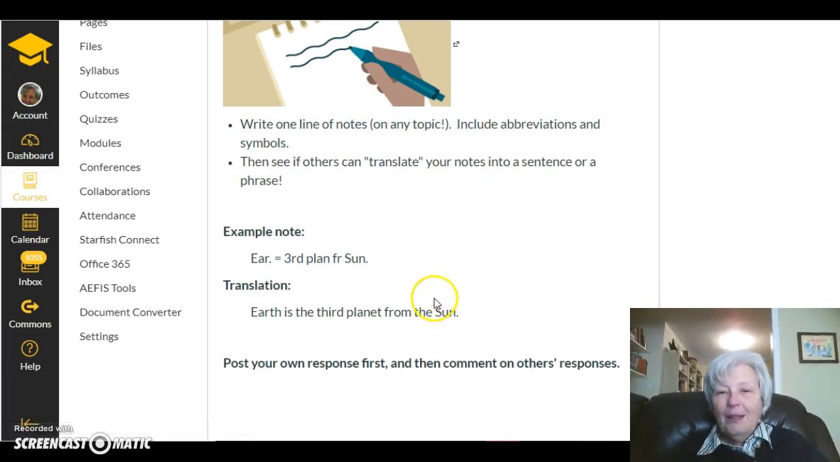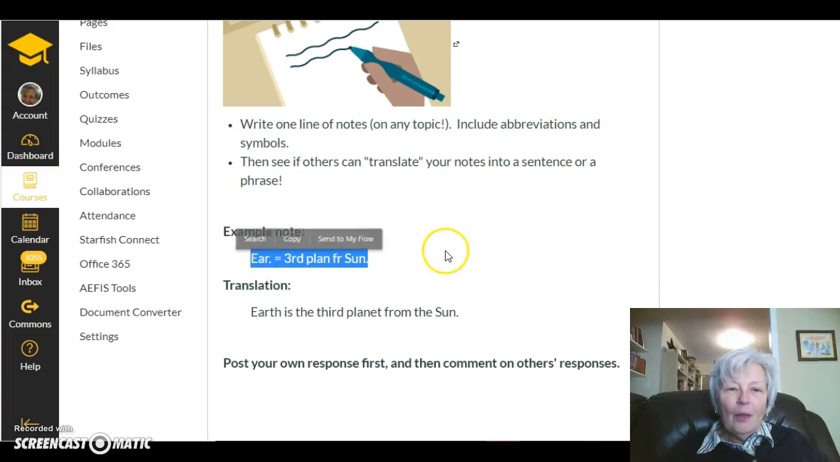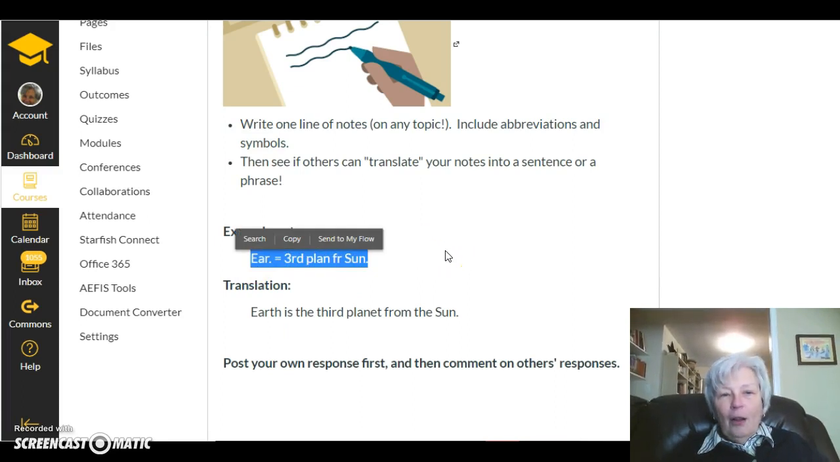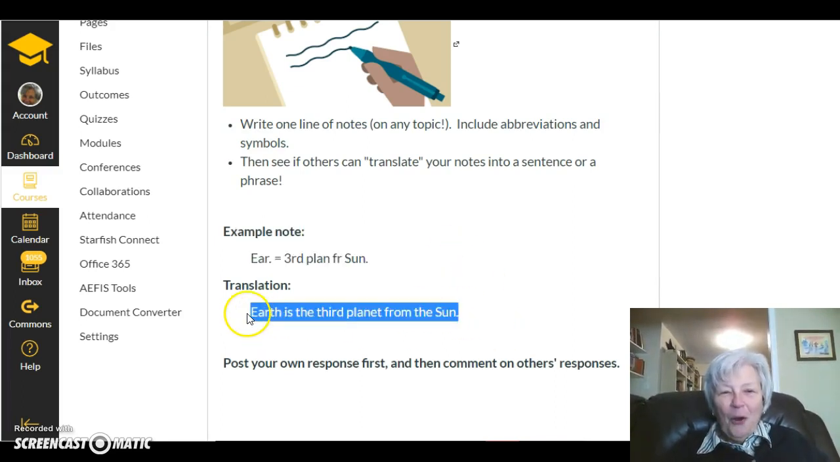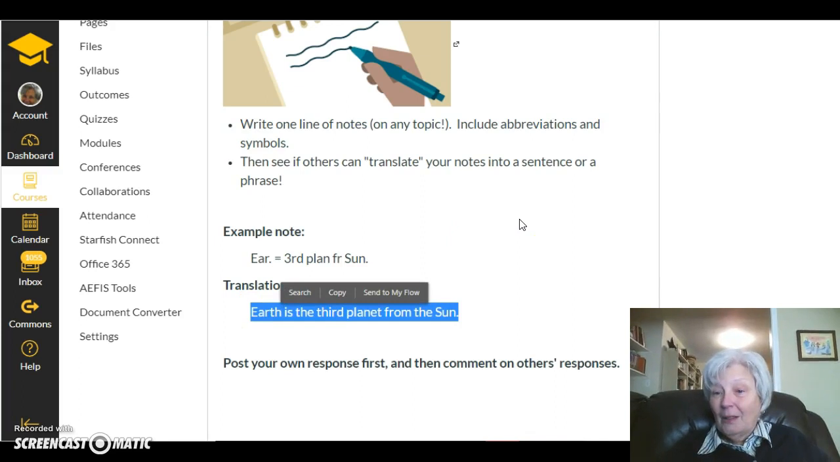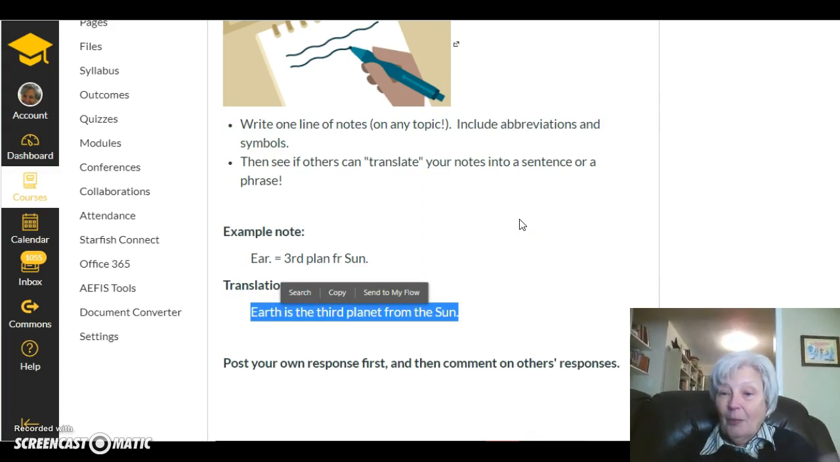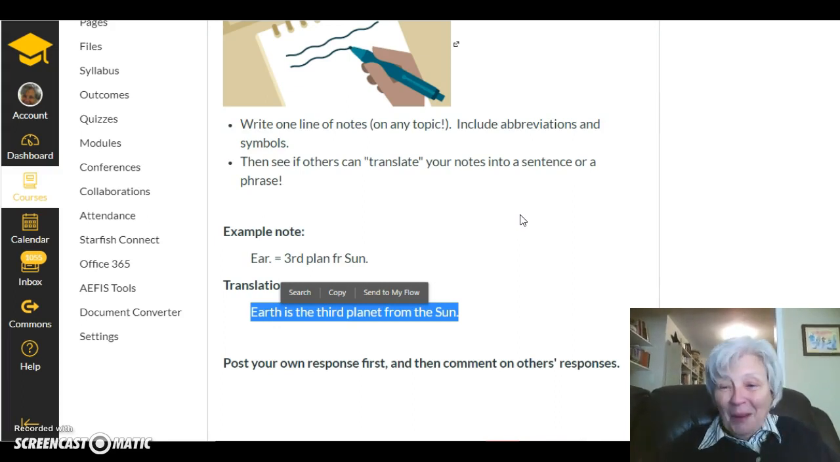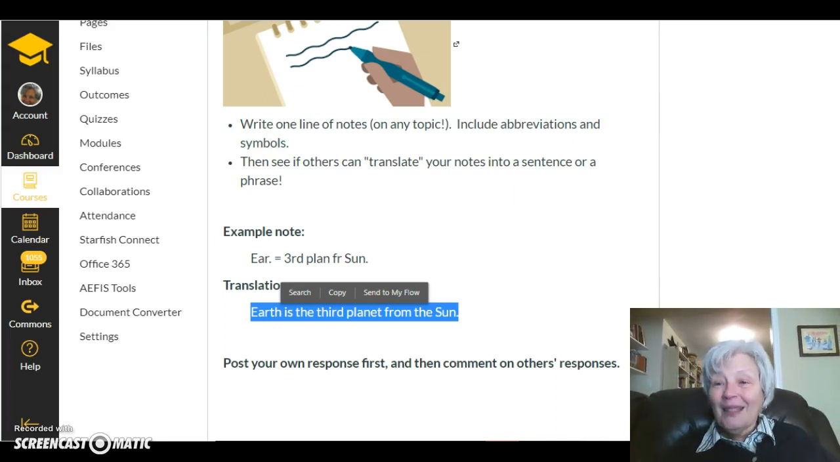So here's my silly example. EAR equals third plan for sun. Okay, and what I was trying to say was Earth is the 3rd planet in our solar system, the 3rd planet away from the sun. Maybe you didn't understand my notes. I hope so. So that's the discussion topic.